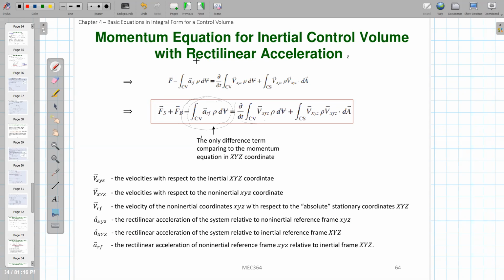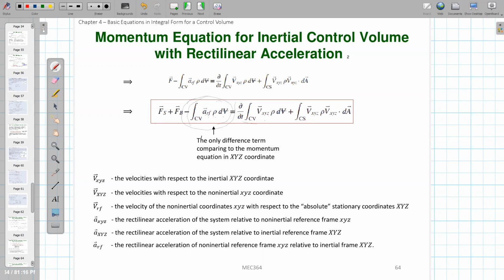And for these cases, if this is moving with a rectilinear acceleration, this fictitious force will be this rectilinear acceleration times this rho v. Because this is an integration over the control volume, this is the acceleration times the mass. This is ma, right? So you can think that this fictitious force comes from the framework acceleration itself. This is the important thing you need to know.